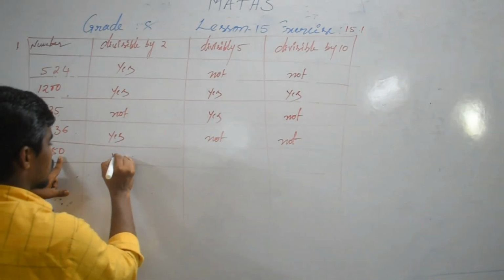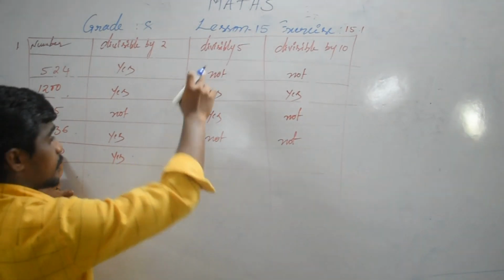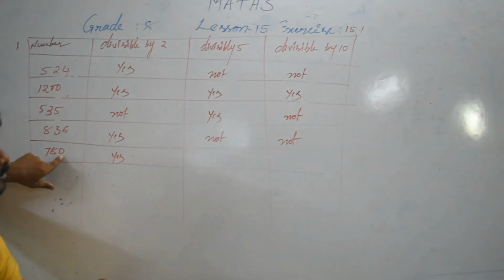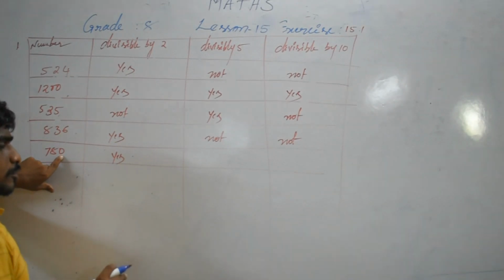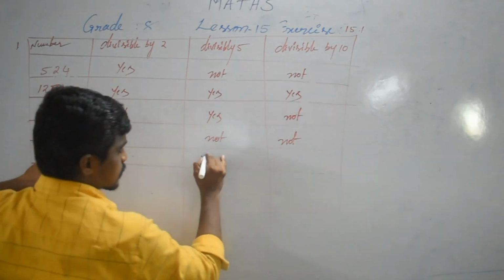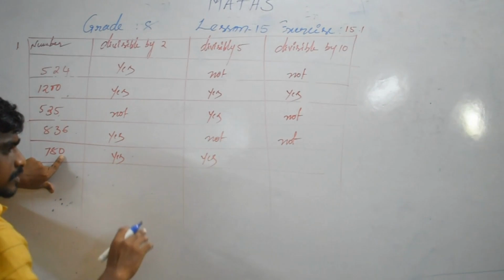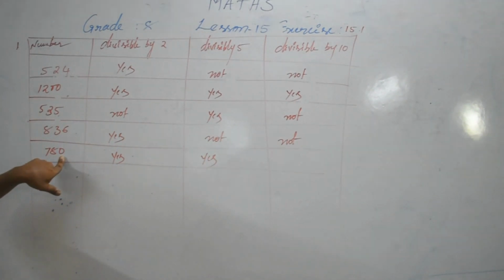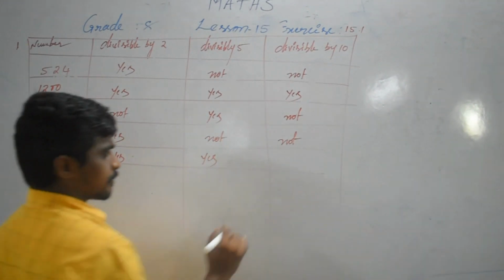So this is a divisibility rule. Divisibility rule for 5: in one's place 0 or 5. 0 is given, yes. Divisibility rule for 10: in one's place 0 only. Here also 0, yes.